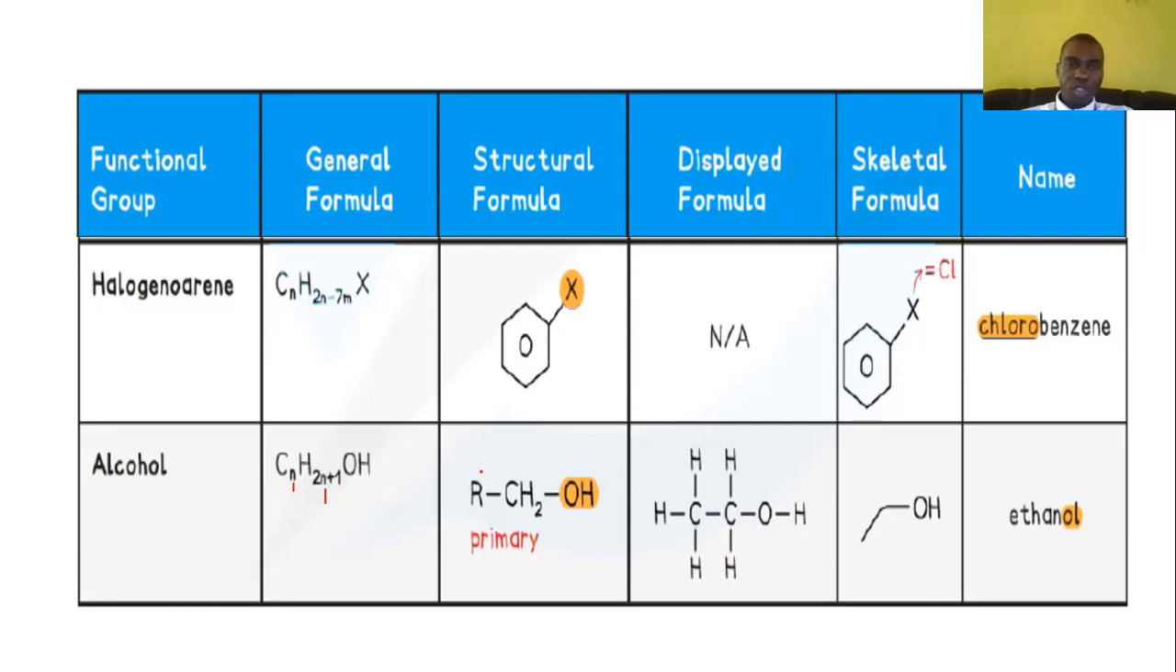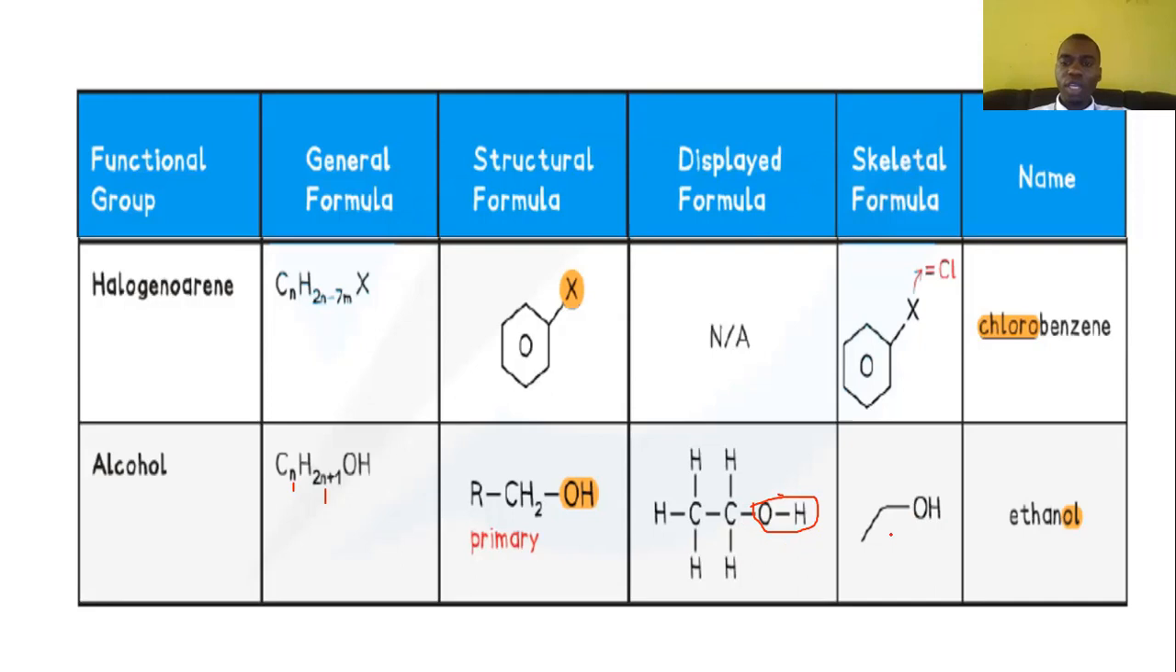Okay, now let's look at this one here. This is just the primary alcohol. Then when we write it in the displayed formula, displayed shows how exactly the atoms are connected, and this is how they are connected for a primary. So here the functional group is this one here, the OH. So alcohols behave the way they behave because of this functional group here.